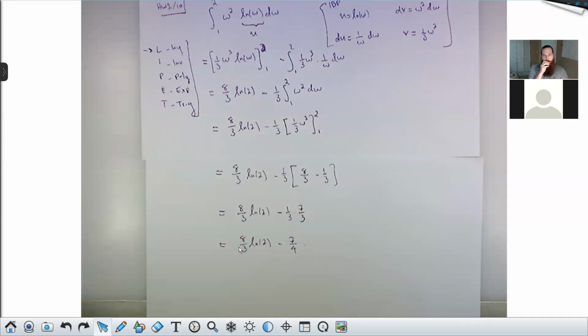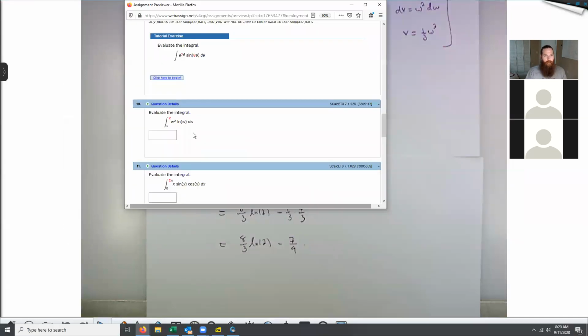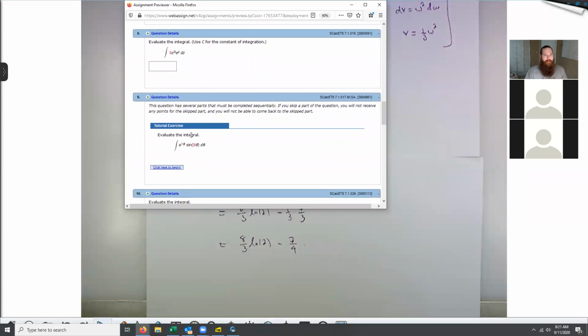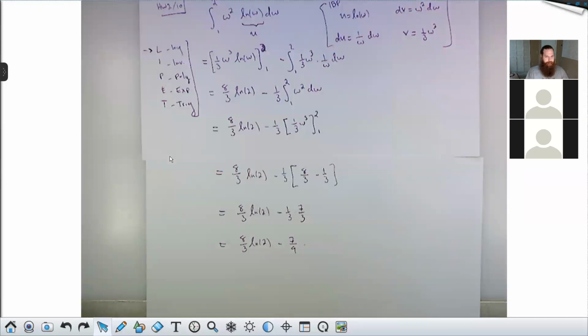Question. Mm-hmm. There's this long problem, problem 9, where we have to put trig as a u. Is it because it didn't follow LIPET? Is it because it was like looping?